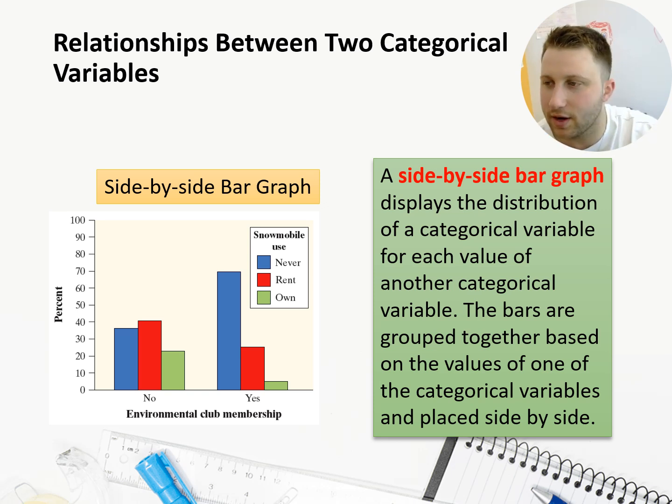And again, if you added up these percentages on the left, you'd see that it adds up to 100% of the people who are not members of the environmental club. Side by side, and this is where the name comes from, you have the distribution of snowmobile use for people who are members of an environmental club. And you can see by comparing them that it's very clear that people who are members of an environmental club are much more likely to never use a snowmobile than people who are not members of an environmental club.